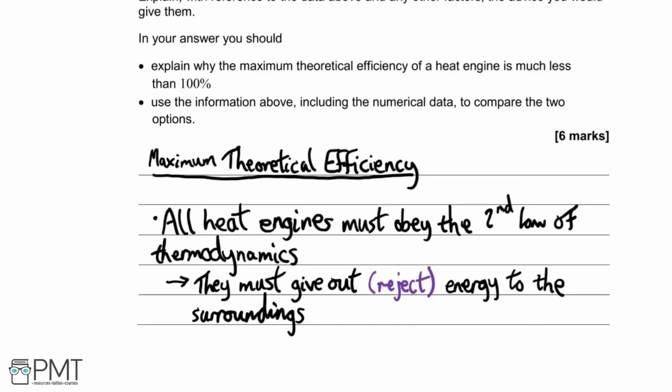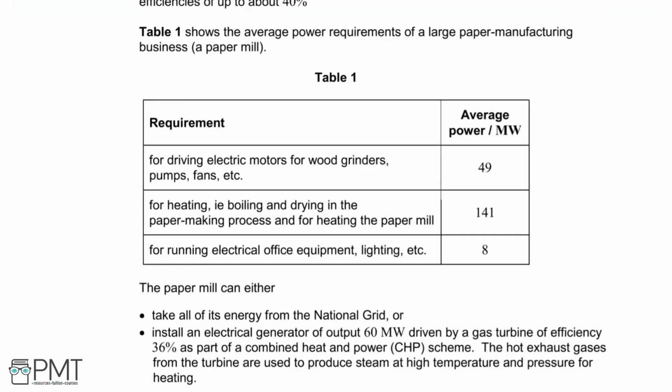So we're now using the numerical data to compare the two options. Let's have a look at the numerical data. We can see that with 60 megawatts, we can cover the energy requirements for the electrical components like the motors and the office equipment, but not for the heating requirements. And we can write that down.